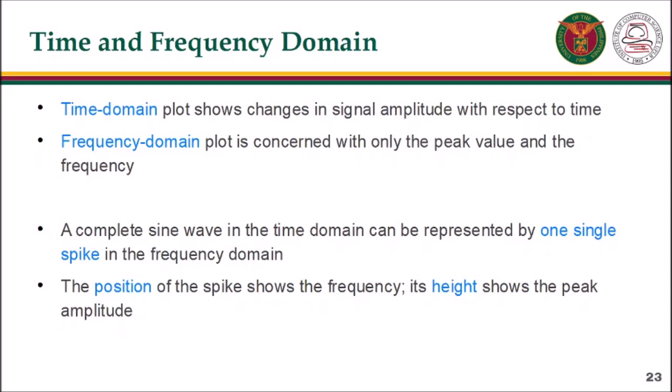To show the relationship between amplitude and frequency, we can use what is called a frequency domain plot. A frequency domain plot is concerned with only the peak value and the frequency. Changes of amplitude during one period are not shown. A complete sine wave in the time domain plot can be represented by one single spike in the frequency domain. Position of the spike shows the frequency, its height shows the peak amplitude.